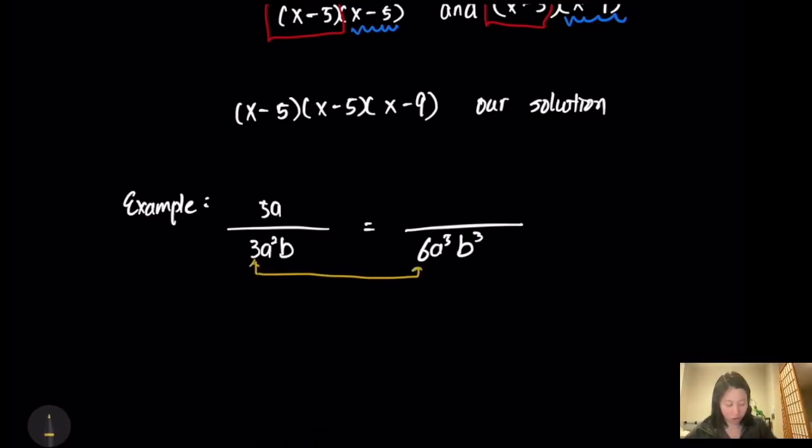For the coefficient, we need a 2, right? Because 3 times 2 equals 6. And then we have a squared, but here you have a to the cube. That means we need one more a. We need to multiply by a to match that.